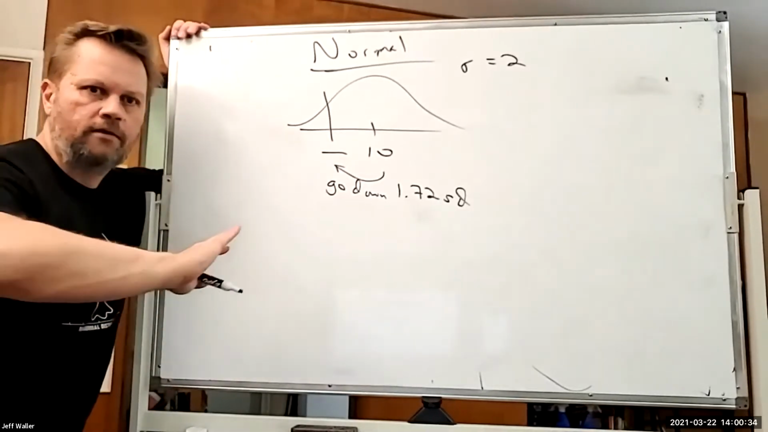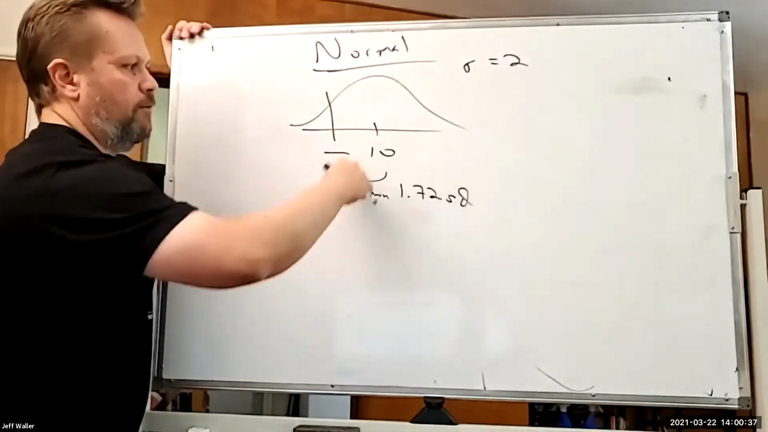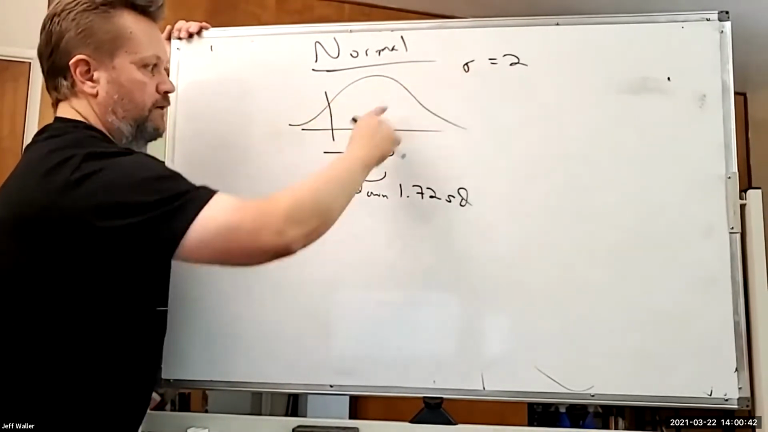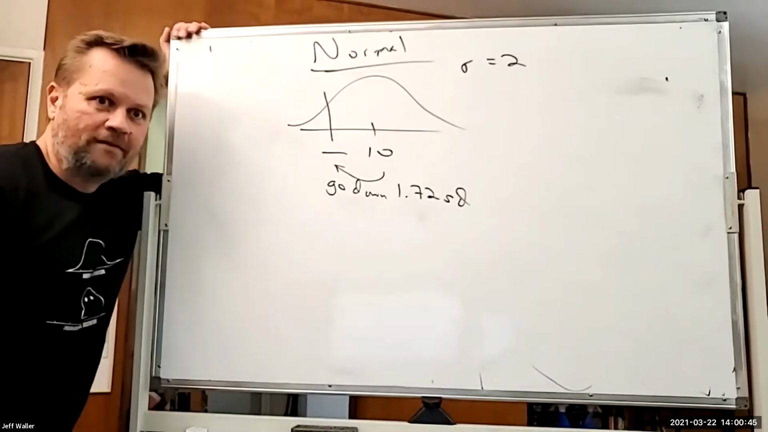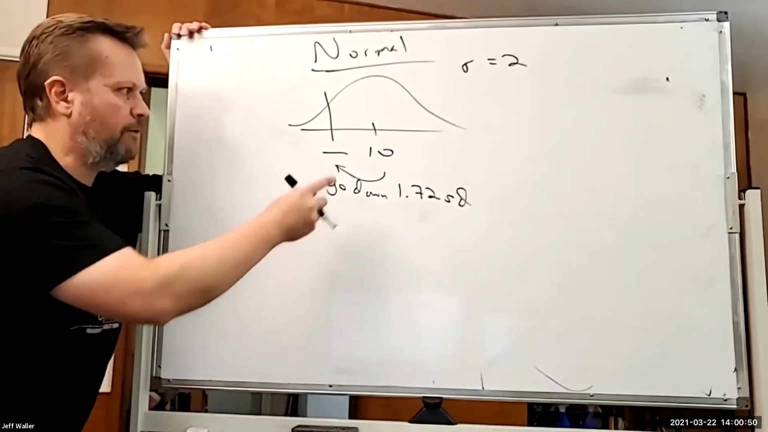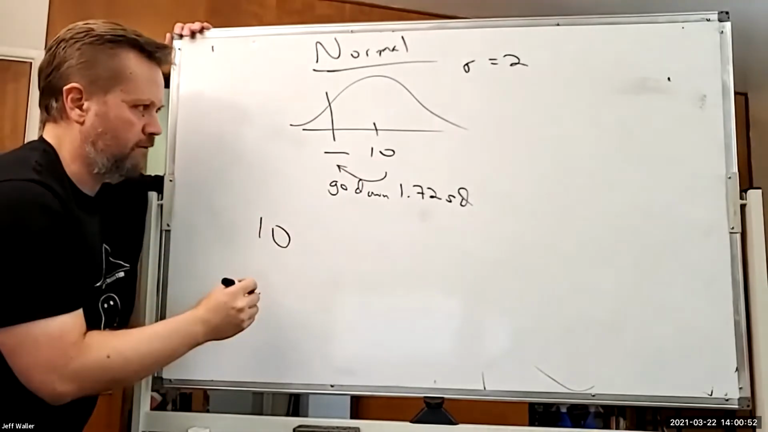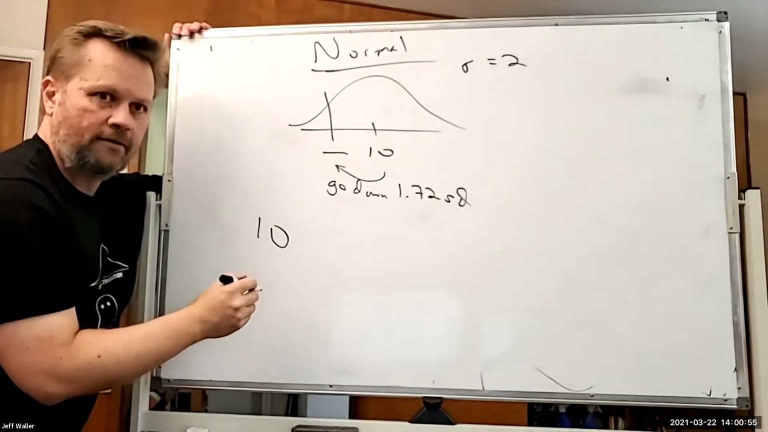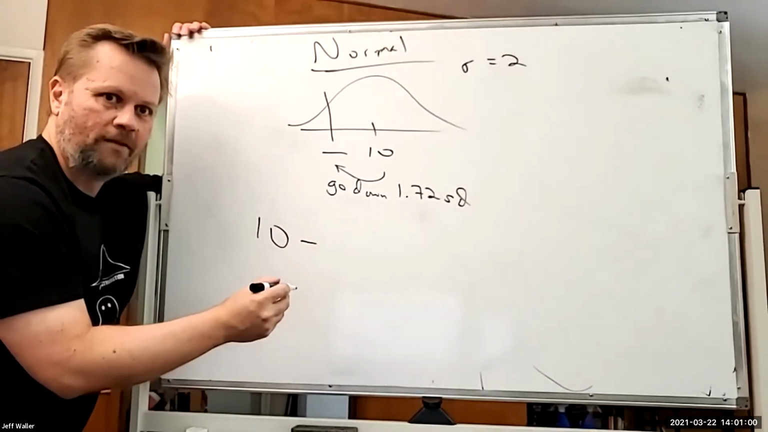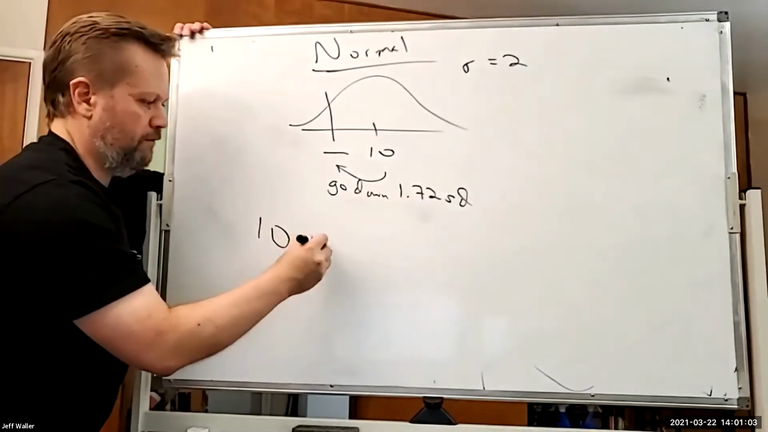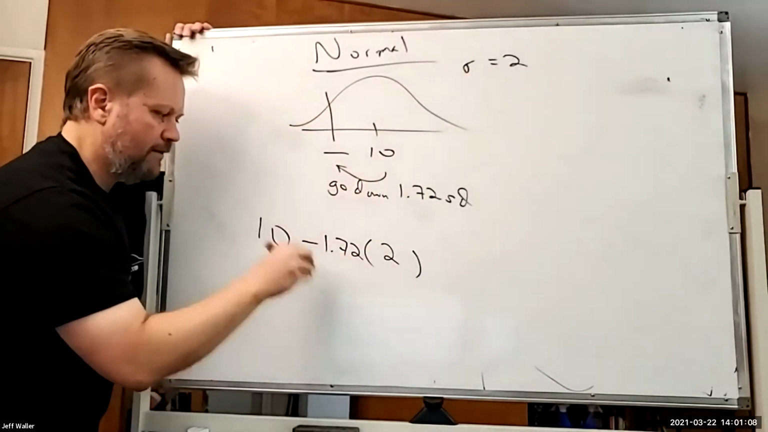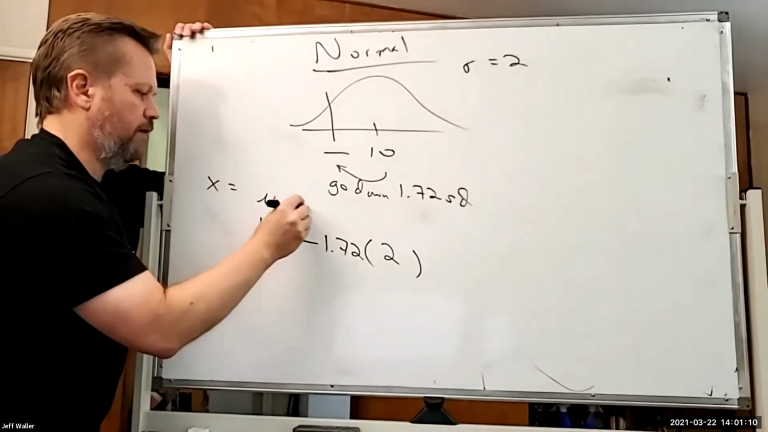Okay, you don't even need a formula. Every step I take is how big? 2. I want to go 1.72 of those down from 10. I don't even need a formula, right? But it's nice the formula is there. How would I get there? I would start at 10, go down, so I would subtract 1.72 of these. That is mean plus z sigma.